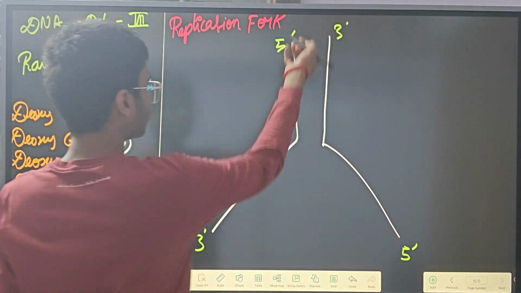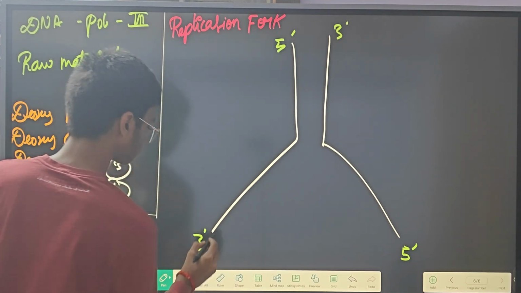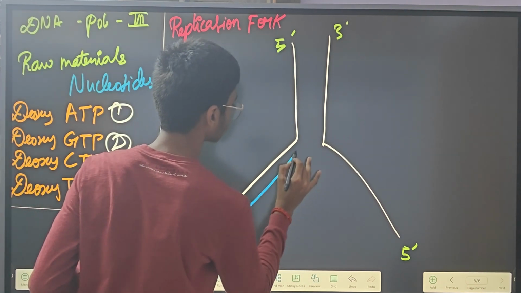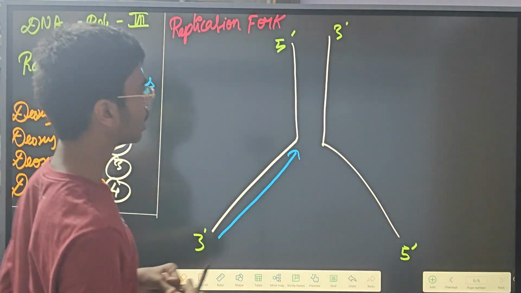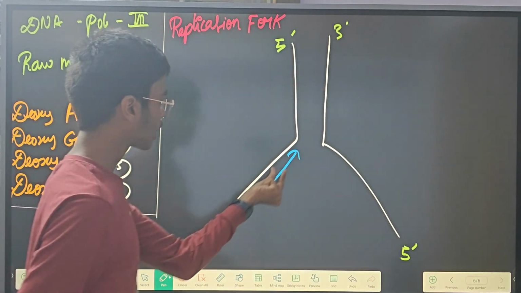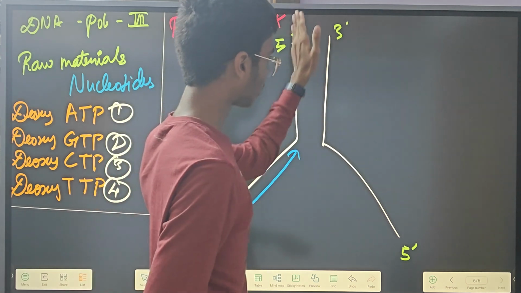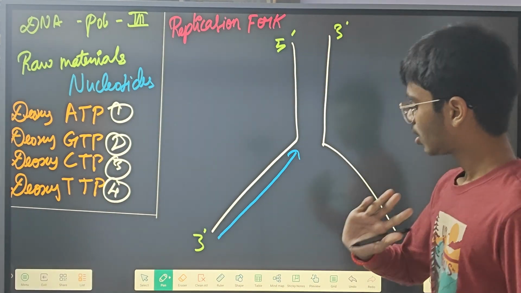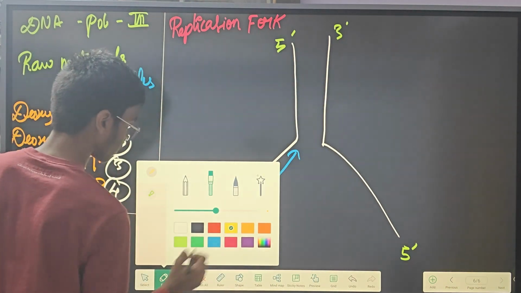So in this, I'm just going to consider this one strand. From 3 prime to 5 prime, it will be going like this. There won't be any breaks in this DNA molecule. It will be just growing on. So this is how it actually happens, and this strand is known as continuous synthesis.